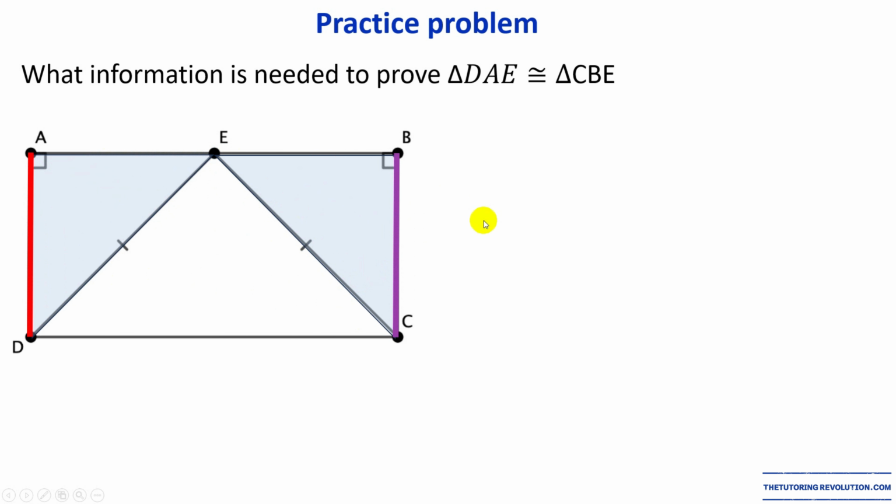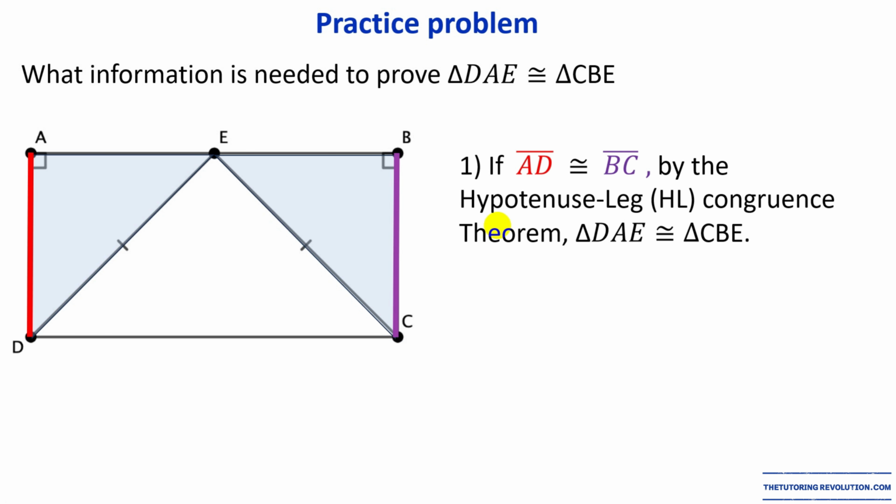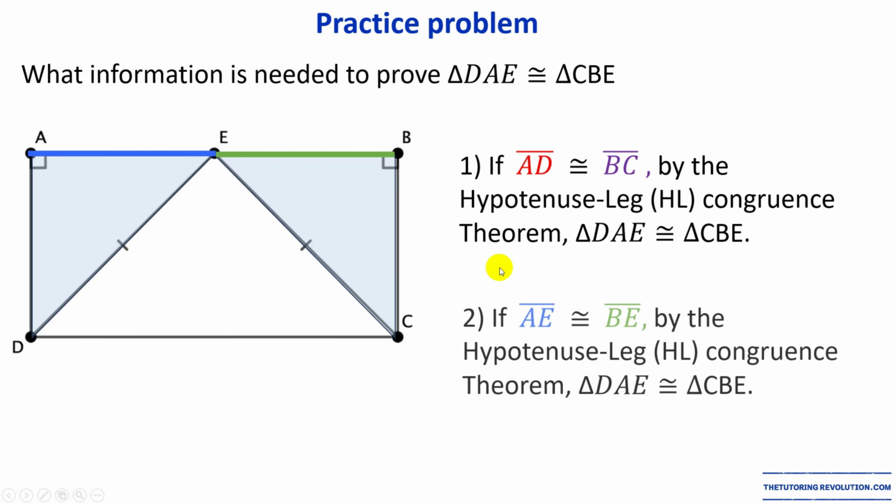So it could be this leg that is congruent with this leg. That will be enough. So if AD is congruent with BC by the hypotenuse leg congruence theorem, then the two triangles will be congruent. The other possibility is that the other leg is congruent to the other leg. So if AE and BE are congruent to each other, then by the same hypotenuse leg congruence theorem, both triangles are congruent.